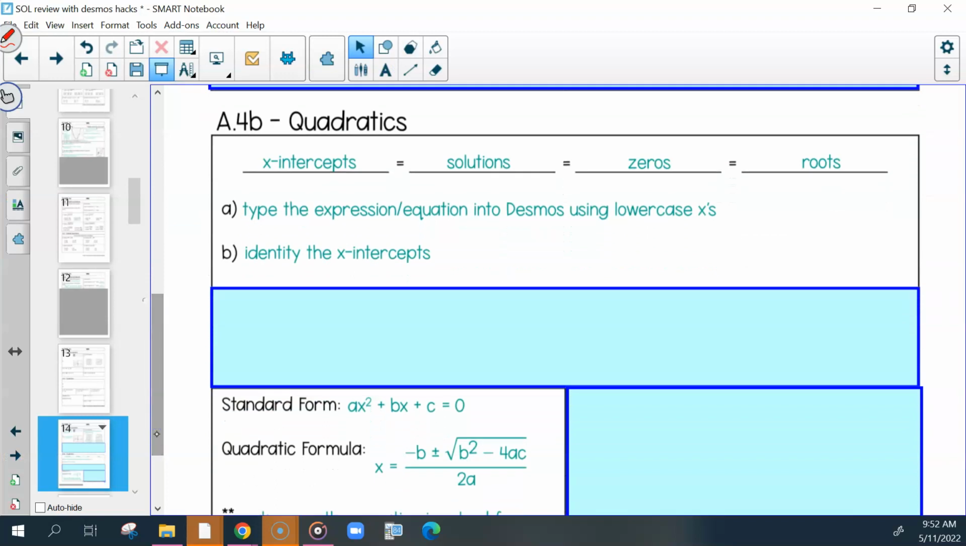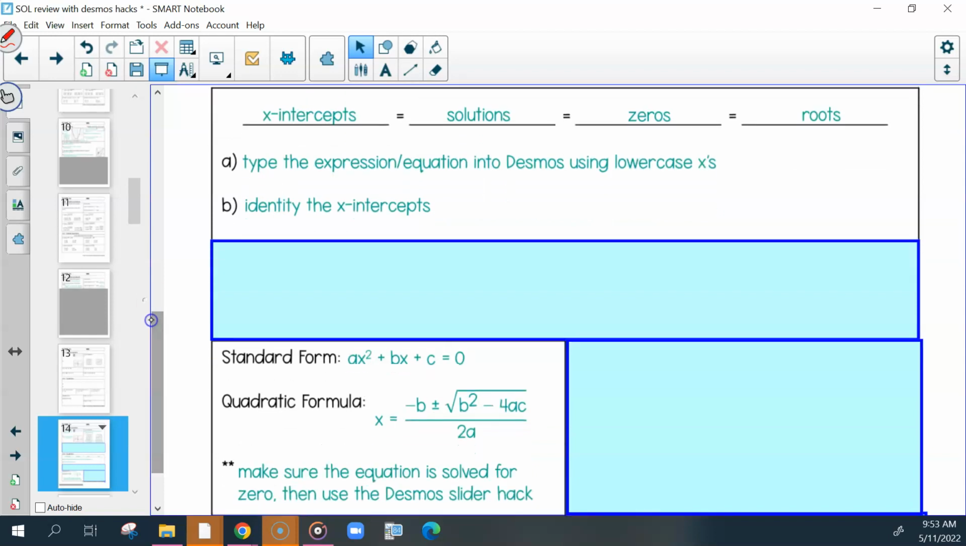For quadratics, and we talked about this a lot, the x-intercepts, solutions, roots, zeros, those are all the same thing. They could interchange from one question to the next. Do not be confused by that wording. You're all looking for the same thing. For your quadratics, you're going to type the expression of the equation into Desmos using lowercase x's and look for your x-intercepts. That will tell you your solution, your roots, your zeros.